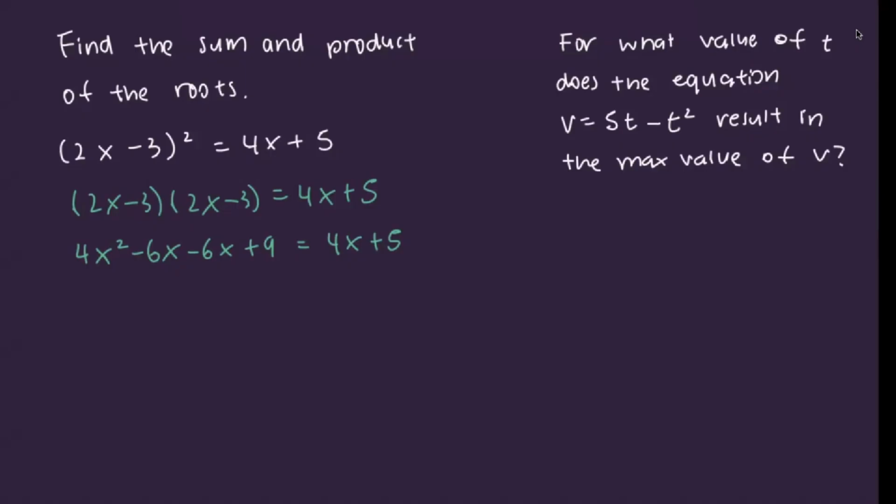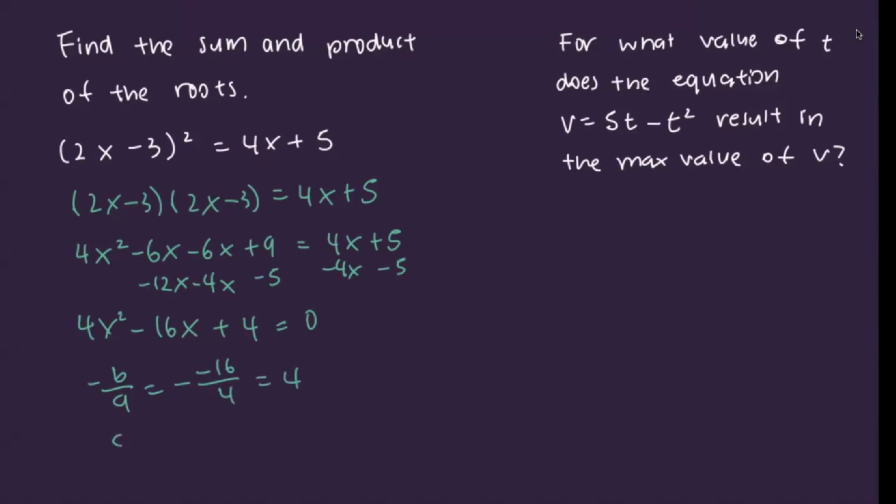So we would have 4x squared, minus 12x here. Now subtract 4x on both sides. We have negative 16x. Subtract 5 on both sides, and we have plus 4 equals 0. Now to find the sum of the roots, we use negative b over a, which is negative negative 16 over 4, which would be 4. And our product would be c over a, which is 4 over 4, and it is 1. So our sum is 4 and our product is 1.